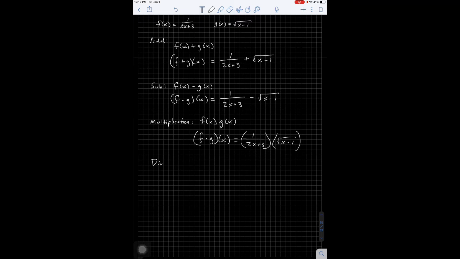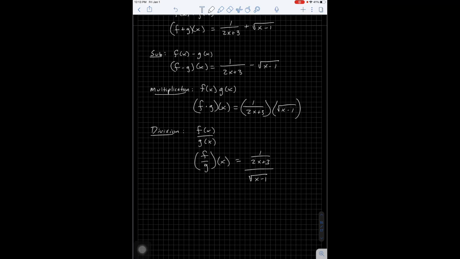And lastly, division, of the ones that we know already. We go f of x over g of x, or you can write f divided by g of x, which means the same thing, and you put the top one on top and the bottom one on the bottom. Okay, now division is not commutative. Order matters. The top one has to be on the top.